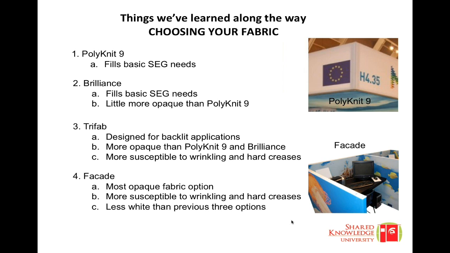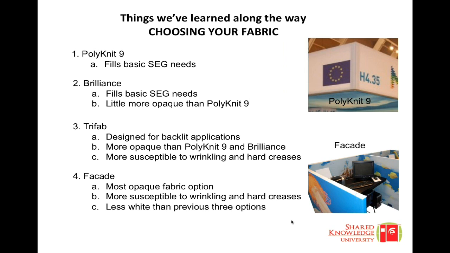If you compare the 2 pictures that I have there, the top picture is actually showing a SEG system using the Polyknit 9. The picture down below is actually showing some cubicles that we had made here at Optima Graphics using the Facade. The Polyknit 9, you can clearly see the outline of the frame system through the fabric. The fabric is just stretched so tight across that frame that any small amount of backlighting, you're going to be able to see that perimeter shadow. The Facade is extremely opaque, and you will not see that framework poking through. So there are some different things to consider when you're picking your fabric.